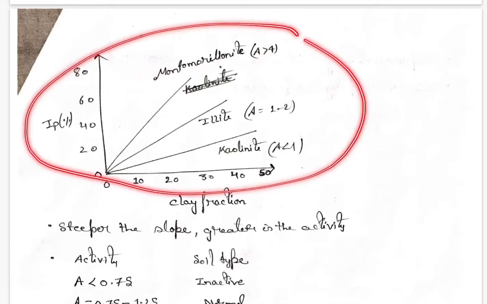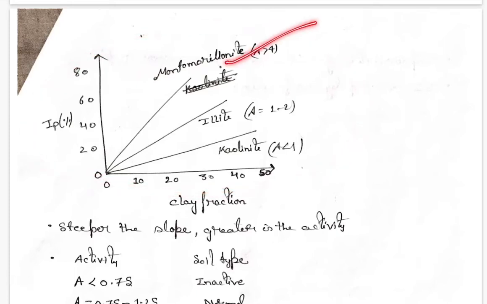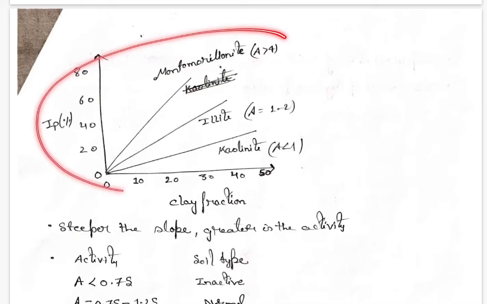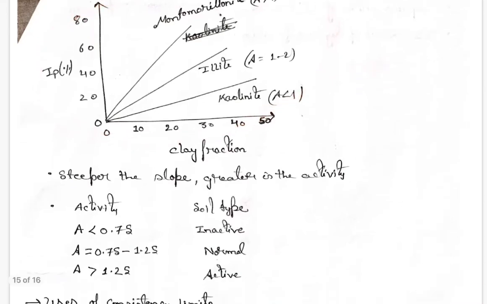ठीक है. ये जो डायग्राम है इसमें मैं वापस आऊँगा जब आपको पता चल जाएगा कि मॉन्टमोरिलोनाइट क्या होता है, इलाइट क्या होता है, काओलिनाइट क्या होता है. ये नेक्स्ट चैप्टर में हम लोग देखेंगे. उसके बाद वापस इस डायग्राम पे मैं आऊँगा. ठीक है.